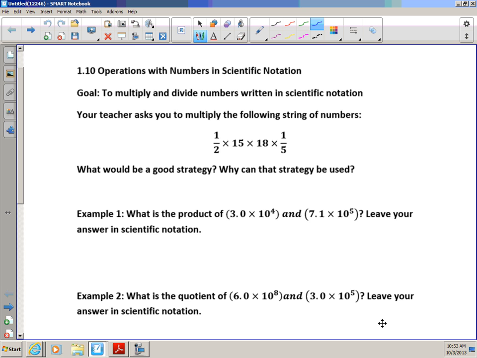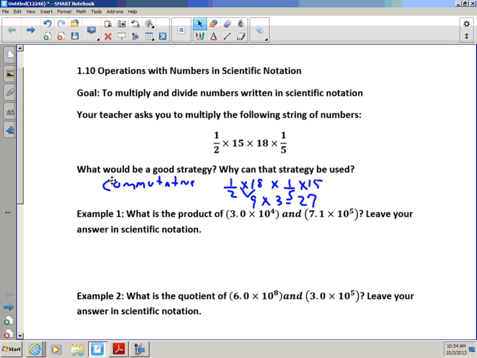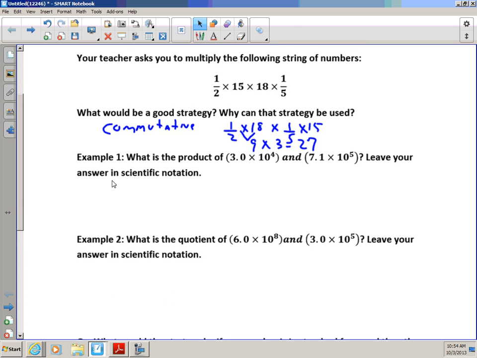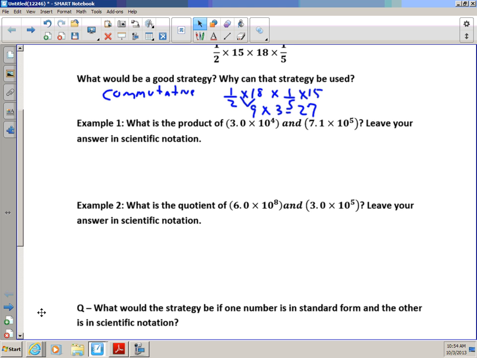However, if you remember under the commutative property, you can change the order as long as it's all multiplication or if it were all addition. So instead of writing it in the string it's written here, I would prefer to multiply 1/2 times 18 and 1/5 times 15. Why? Because 1/2 times 18 is 9 and 1/5 times 15 is 3. And now I've got my answer of 27 without really having to do that much work. The reason that concept is important is how it will apply to the multiplication and division of numbers written in scientific notation.